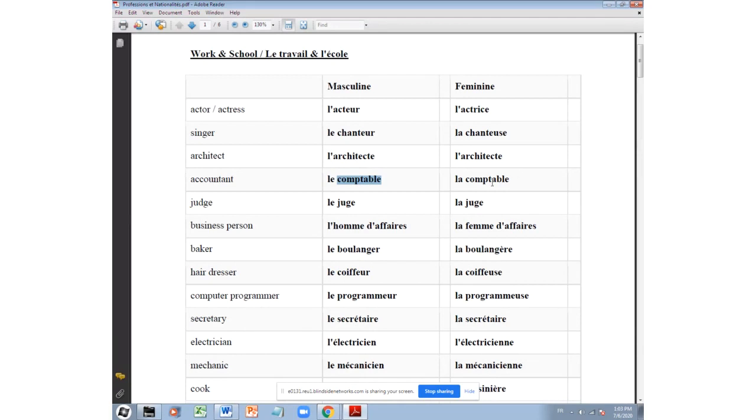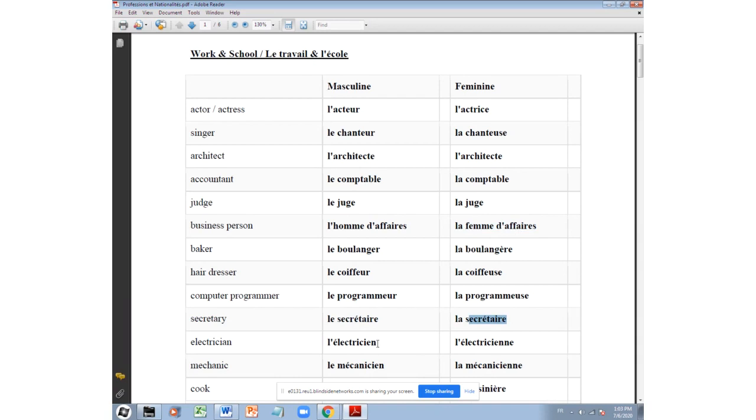So actor, actress, chanteur, chanteuse, architecte, the same, comptable, juge, homme is man, remember, homme d'affaires. Now the woman, we say femme d'affaires, that's a business person. So businessman, business woman. Le boulanger, la boulangère. Coiffeur, coiffeuse. Programmeur, programmeuse. That is a computer programmer. We say secrétaire, the same. Electricien, électricienne.